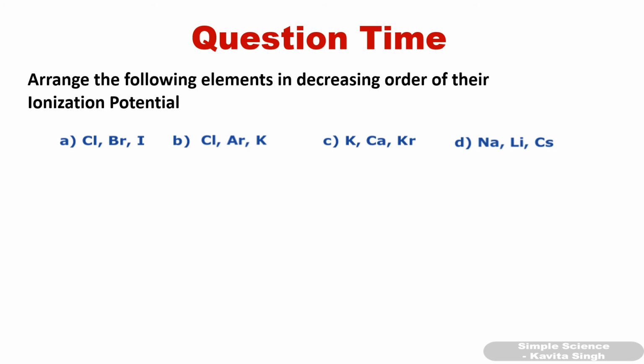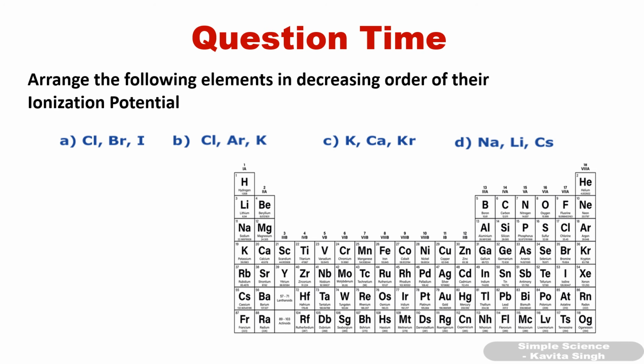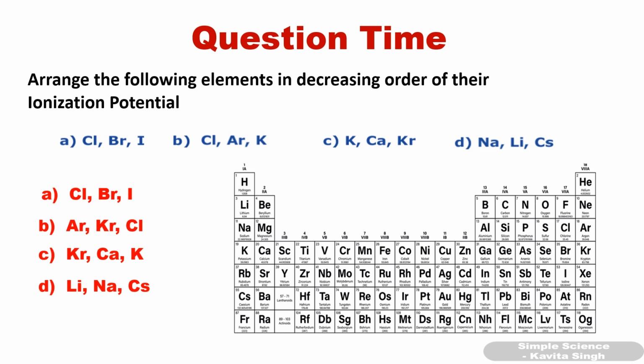Now one more question. Arrange the following elements in decreasing order of their ionization potential. Pause the video and try to find the answer before I give it to you. Here is the periodic table also. You can check it on this periodic table and find the answer for all the 4 questions, and then I will give you the answer. So here is the answer for the first one, second one, third one and fourth one. Check whether your answer is right or not.